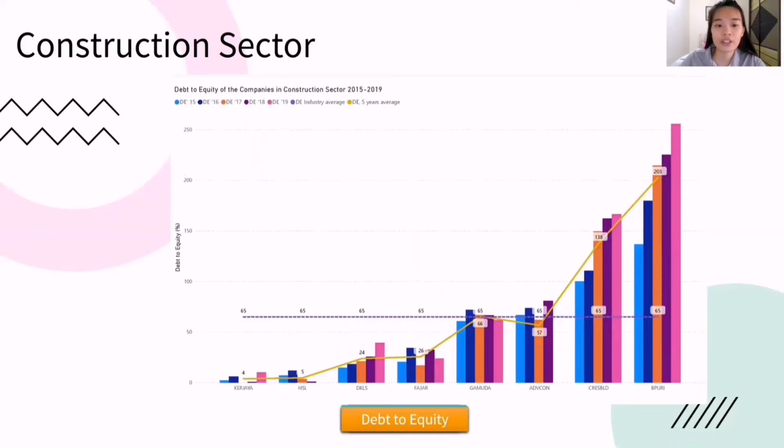Moreover, the industry average of debt to equity in the construction sector is 65% or 0.65 in numbers. Presbyterian and Puri have a higher ratio of debt to equity than industry average.